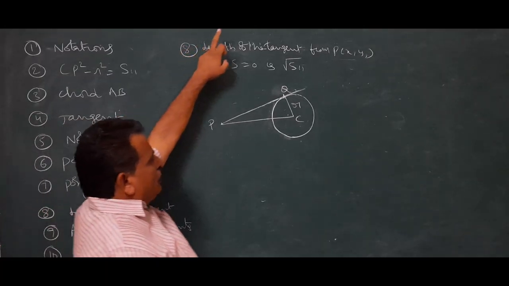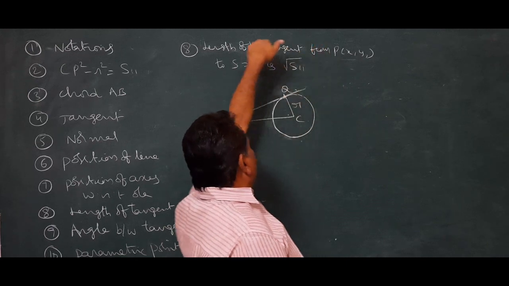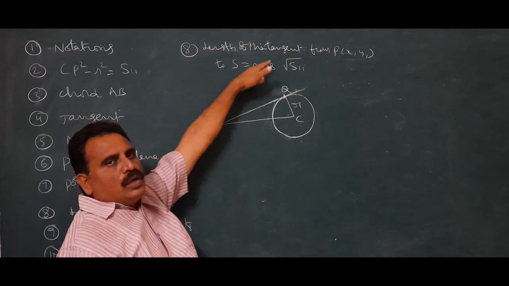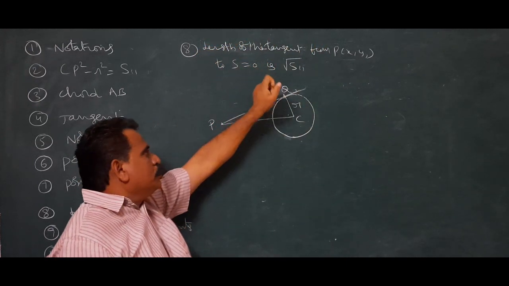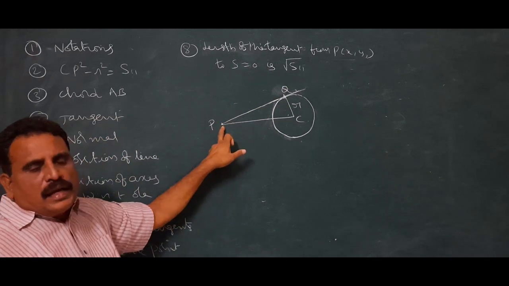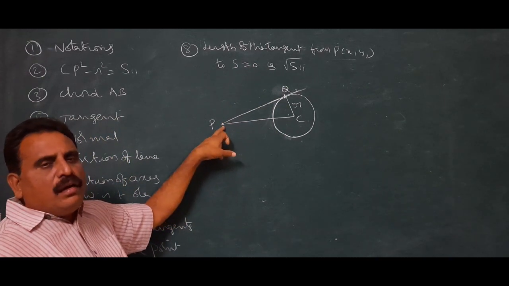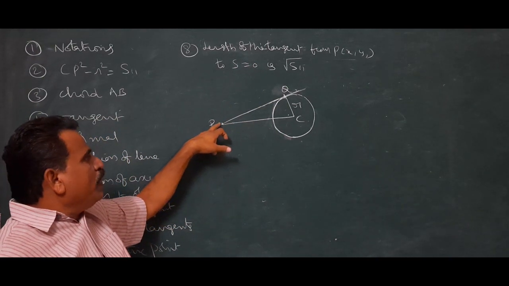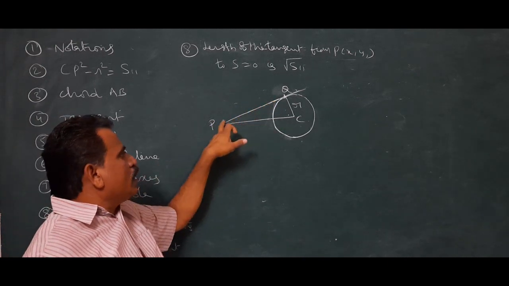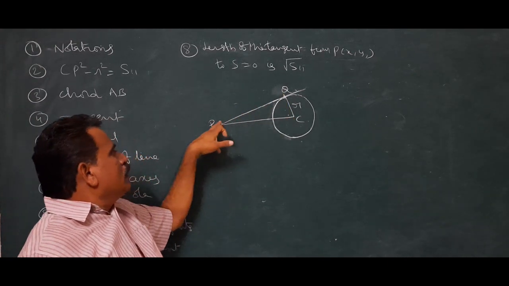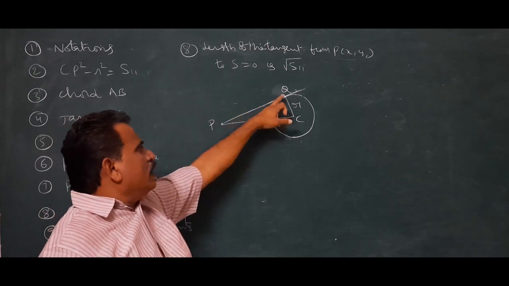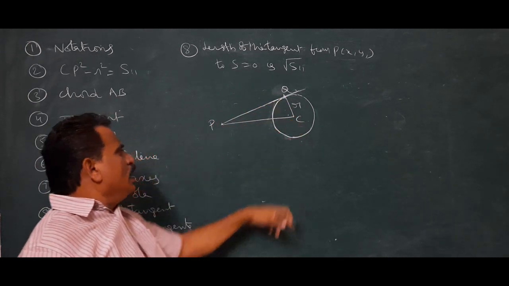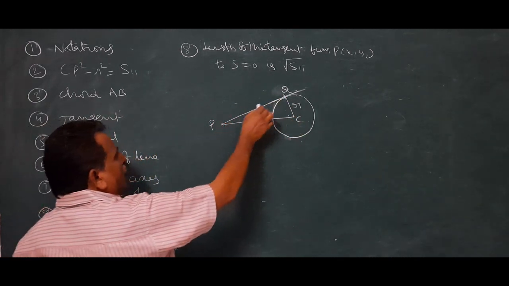The length of the tangent from P(x1, y1) to the circle S equal to 0 is root S11. Look here, P is an external point. We can draw two tangents from P to the circle. This is one of the tangents. The tangent touches the circle at Q. C is the center. The length of the tangent is PQ.